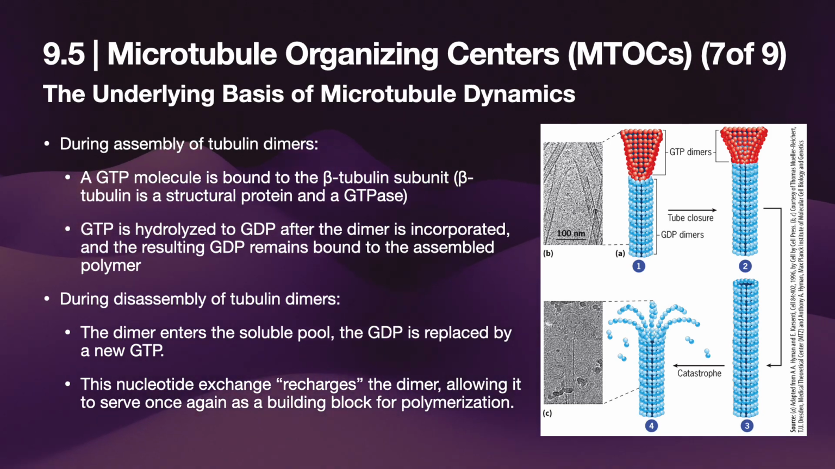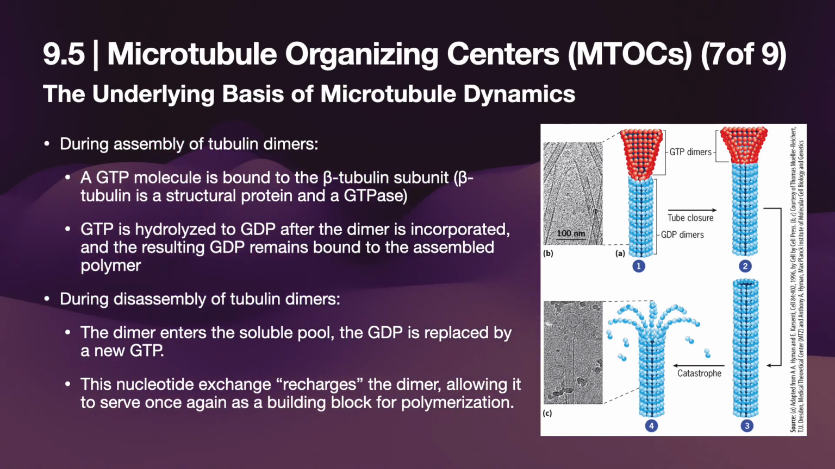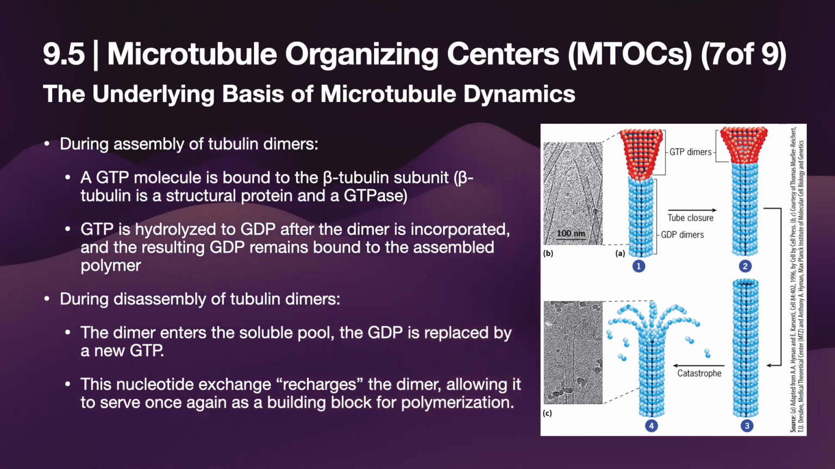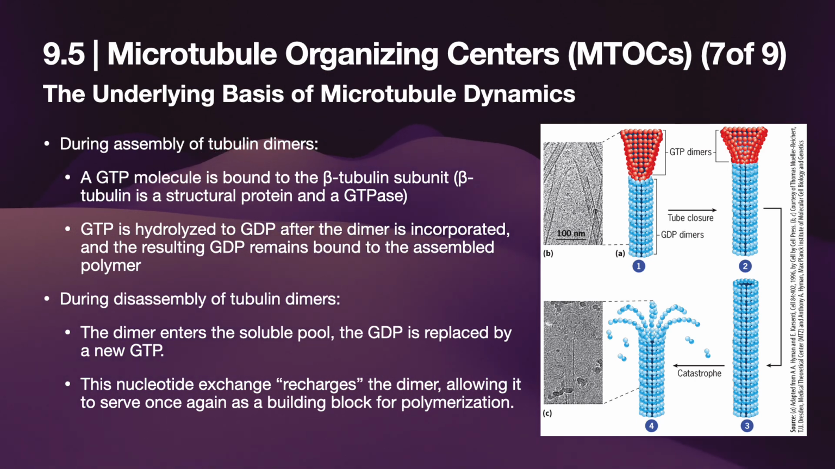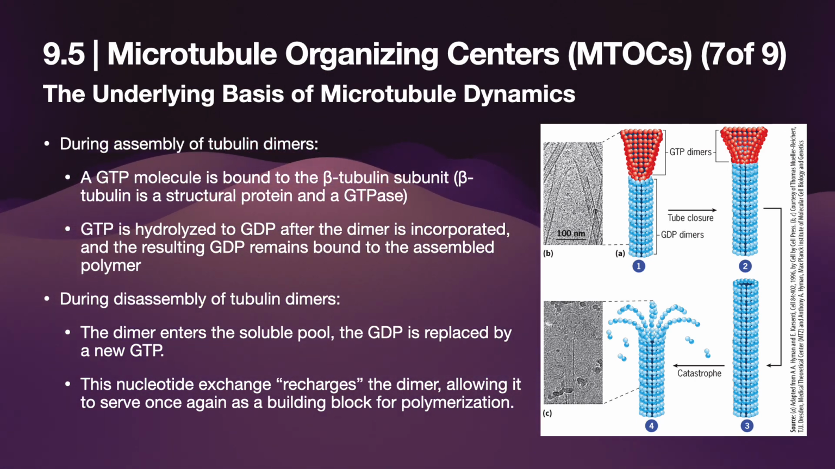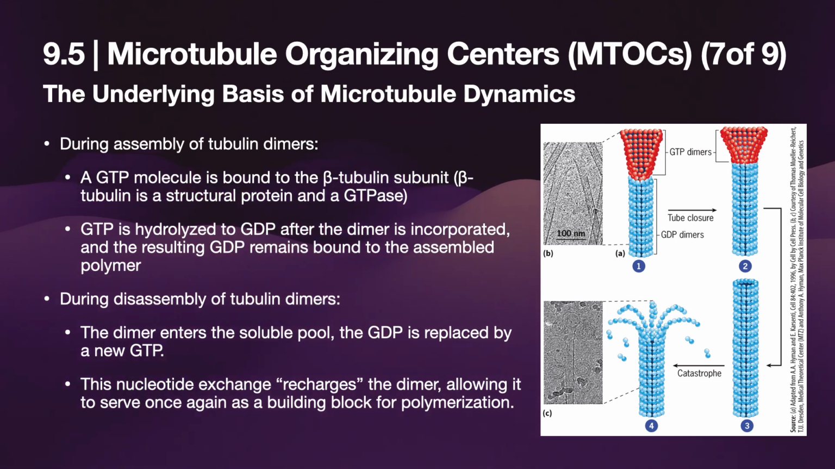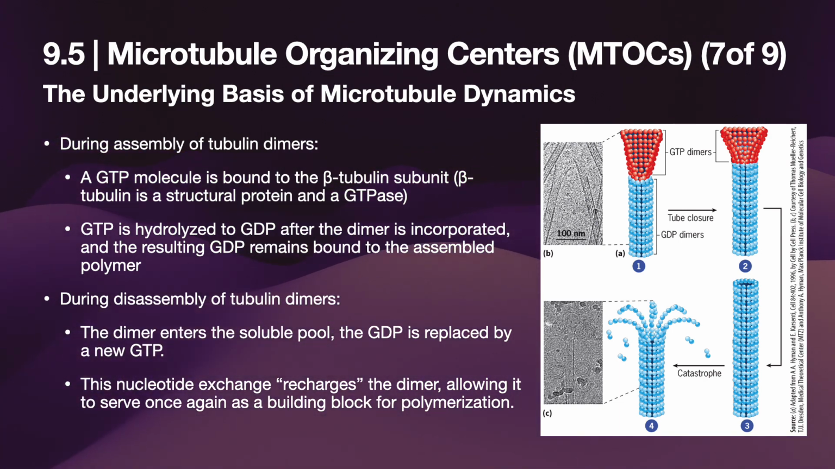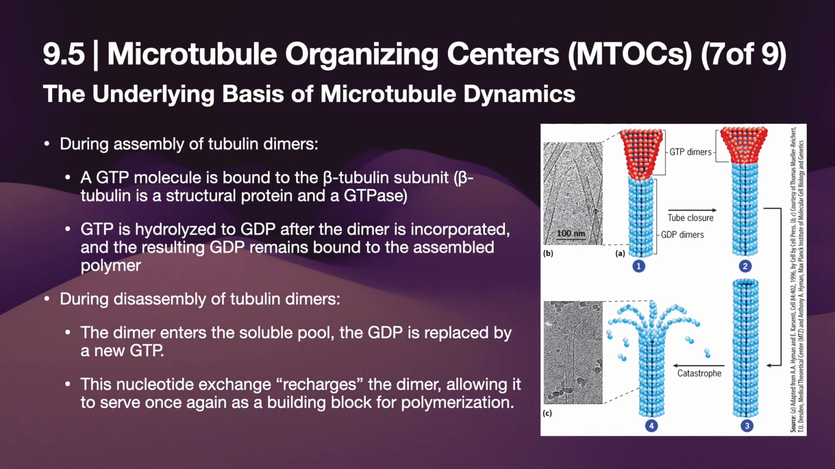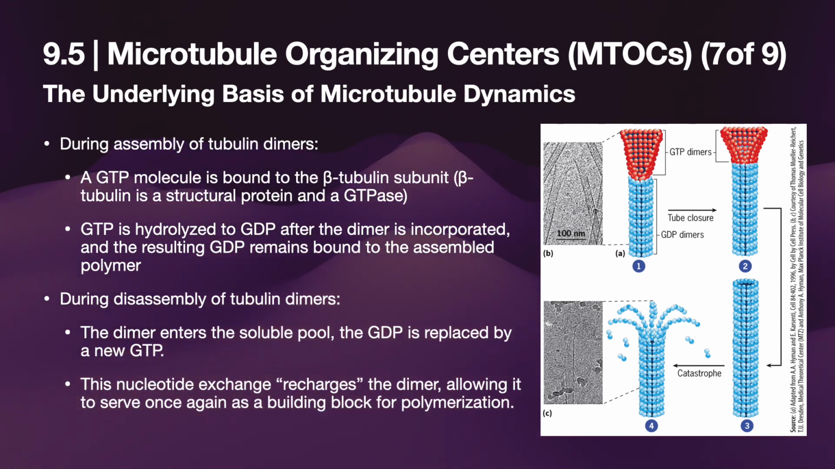And what is the underlying basis for microtubule dynamics? During the assembly of tubulin dimers, there is a GTP molecule, as you see in the figure on your right, which is bound to the beta tubulin subunit. The beta tubulin is a structural protein and a GTPase. GTP is hydrolyzed to GDP after the dimer is incorporated, and the resulting GDP remains bound to the assembled polymer. During the disassembly of tubulin dimers, the dimer enters the soluble pool. The GDP is replaced with another GTP. This nucleotide exchange recharges the dimer, allowing it to serve once again as a building block for polymerization.